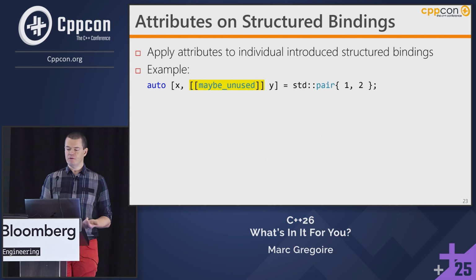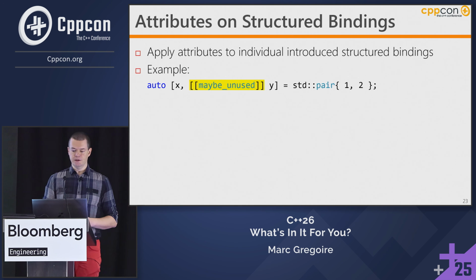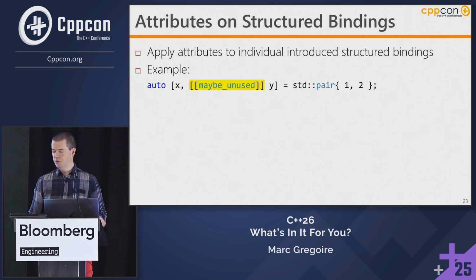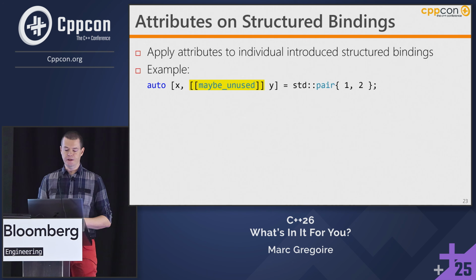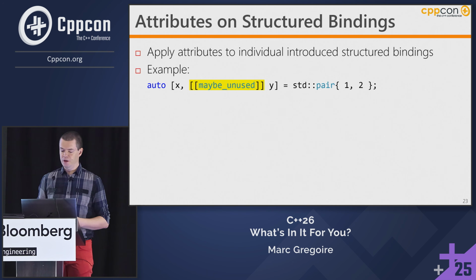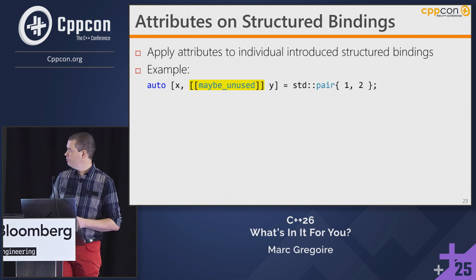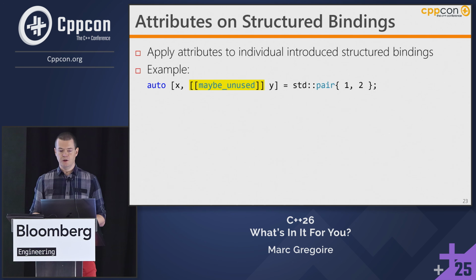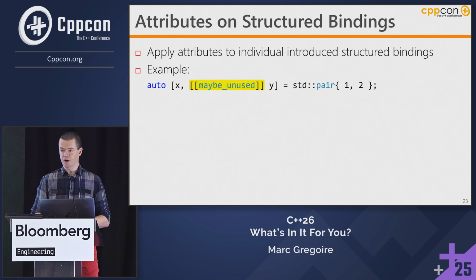C++26 introduces several improvements related to structured bindings. The first one is that you can now specify attributes on individual bindings. Like here, maybe the introduced binding y is unused, so we can mark it as such using the maybe_unused attribute.